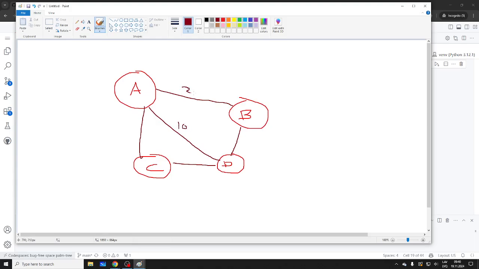This will be like 2. This will be like, I don't know, 6. And this will be 5. And this will be like, I don't know, 8. So obviously, what's going to be the solution to this? We start at A. Well, it actually doesn't matter. But we start at A.